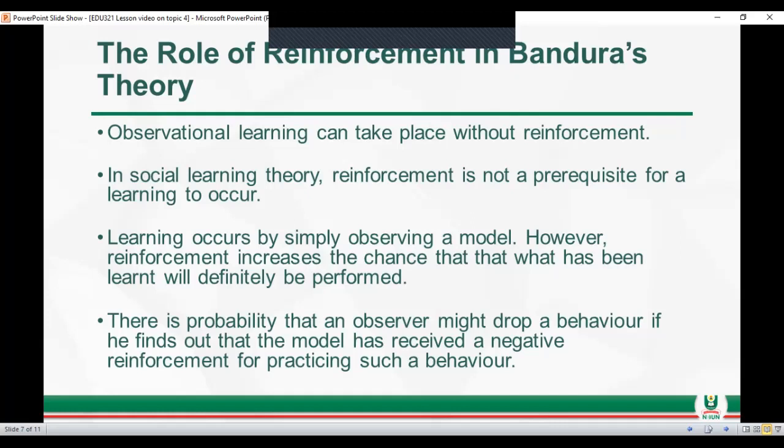So in that case, reinforcement increases the chance that what has been learned will definitely be performed. There is a probability that an observer might drop a behavior if he finds out that the model has received negative reinforcement for practicing such a behavior. That's what I just explained now. Yeah, that is the role of reinforcement in Bandura's theory. His reinforcement is mainly through the process of observation and imitation of others' behavior.